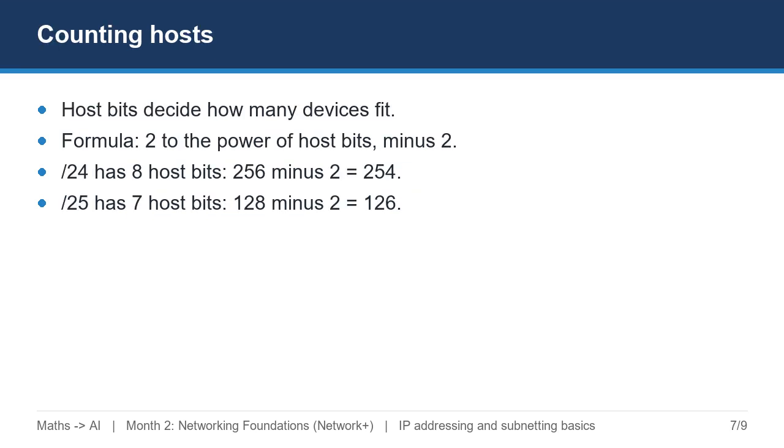Let's do a little maths, the easy kind. The number of host bits decides how many devices fit on a subnet. The formula is 2 to the power of the host bits, minus 2 for the network and broadcast addresses. A /24 has 8 host bits, so 2 to the 8th is 256, minus 2 is 254. A /25 has 7 host bits, giving 126 usable hosts. Simple.